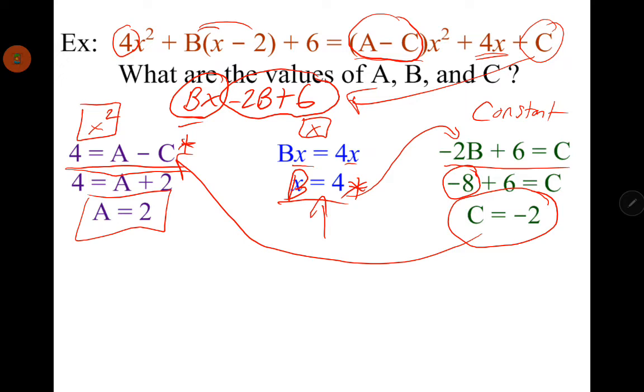So we're just equating the coefficients: the x squared, the x, and the constants. If we have an x cubed term, we'll do the same thing. But that's kind of the general idea. So you may need to be using your systems of equations here.